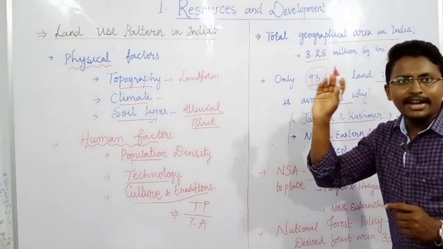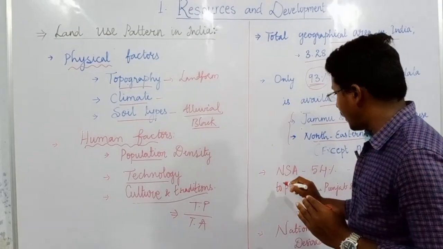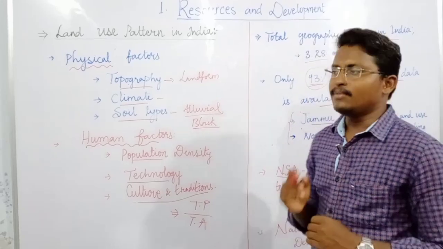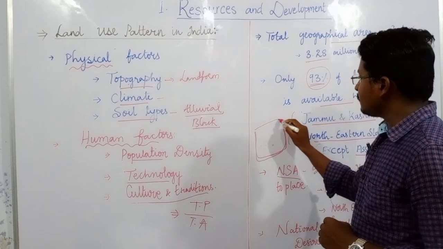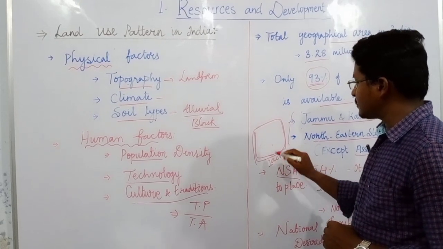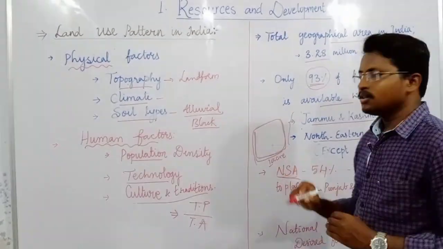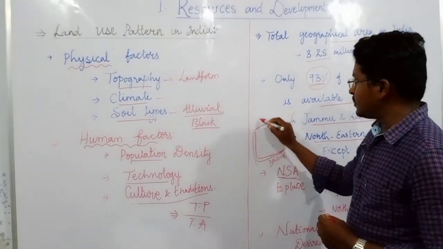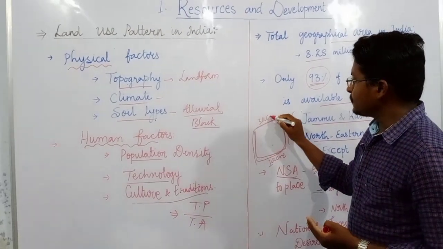Then in this 93%, how much percentage do we give for the net sown area? In my previous lecture we discussed what the net sown area is. Net sown area means, as I told, for example, there is a land almost equal to 1 acre. If you cultivate this land in one particular year, we can say that the net sown area is just 1 acre. Sometimes, if the same land is cultivated 3 times in a year, then you can say that the gross cropped area is 3 acres.